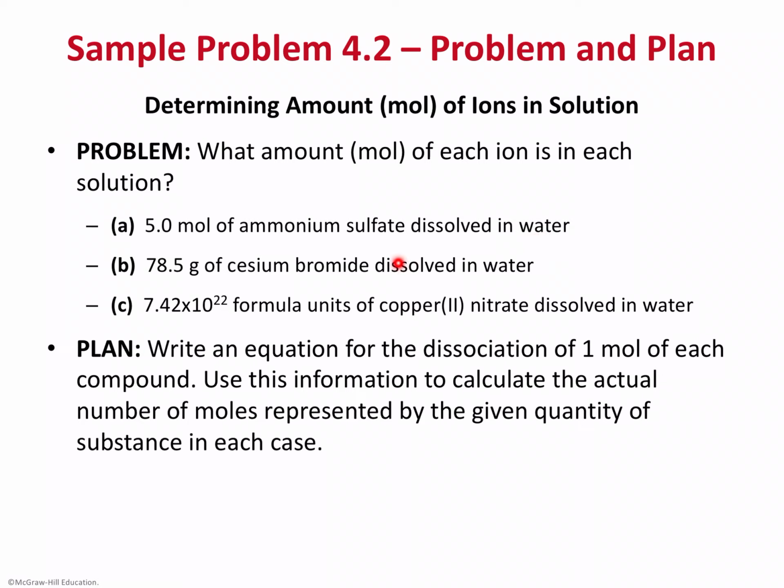Then 78.5 grams of cesium bromide dissolved in water. And then this many formula units of copper(II) nitrate dissolved in water. Let's look at the first one. We want to find out the number of moles of each ion in each solution.